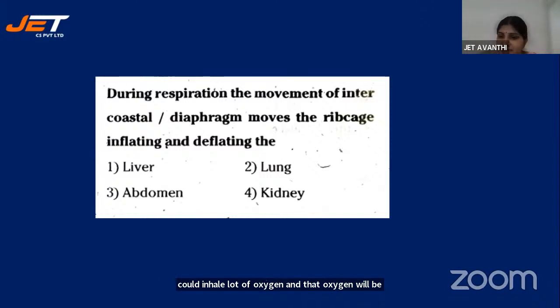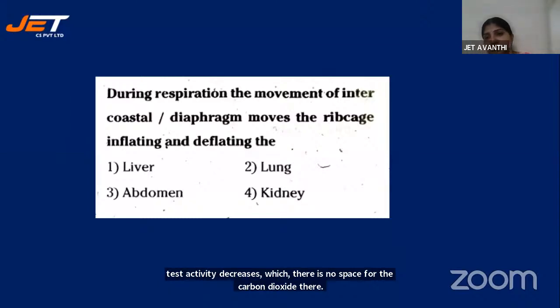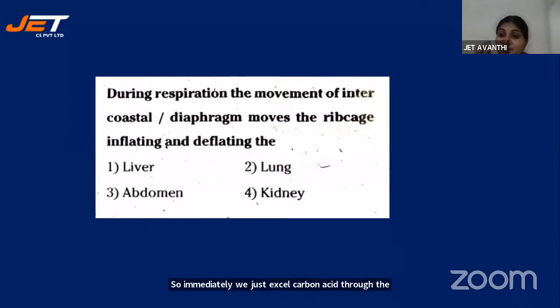And what happens when the diaphragm comes to its normal position? The volume of the rib cage or the chest cavity decreases, so there is no space for the carbon dioxide there. So immediately we exhale carbon dioxide through the nostrils. This happens in fractions of seconds, very spontaneously in the body. So it is lungs, children. Very good. Most of you have given the correct answer.